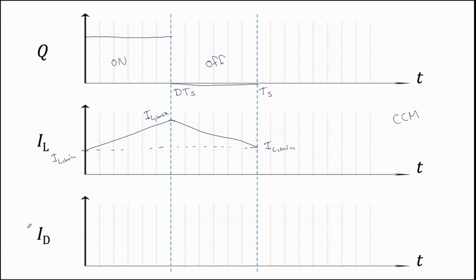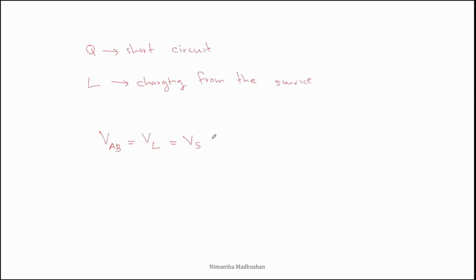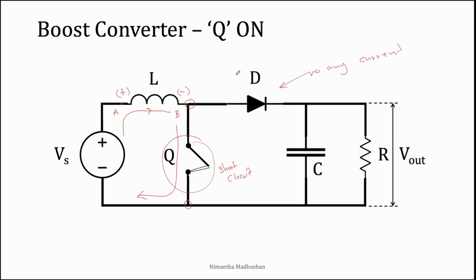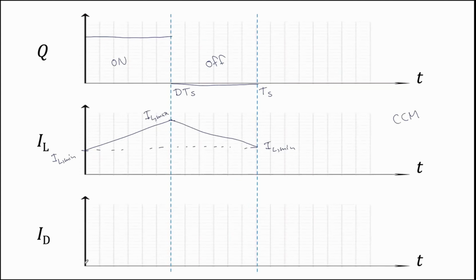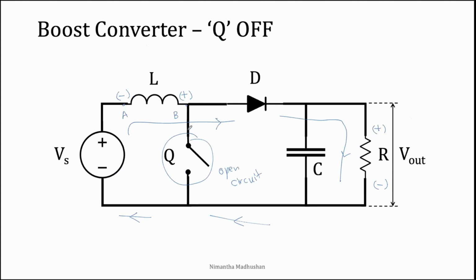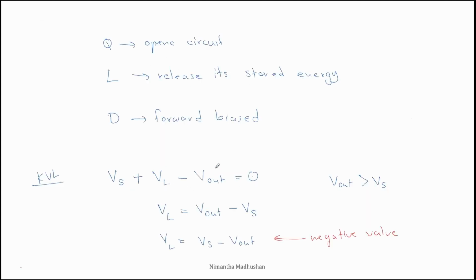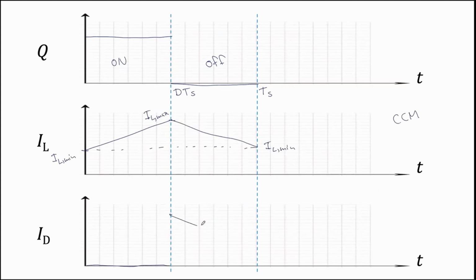And if we consider the diode current during turn on time, there is no current flowing through the diode, so the current through the diode is zero. During the turn off time, the current will go through the diode from the inductor and the source. Then we can obtain this kind of gradually decreasing current through the diode while Q is turned off.